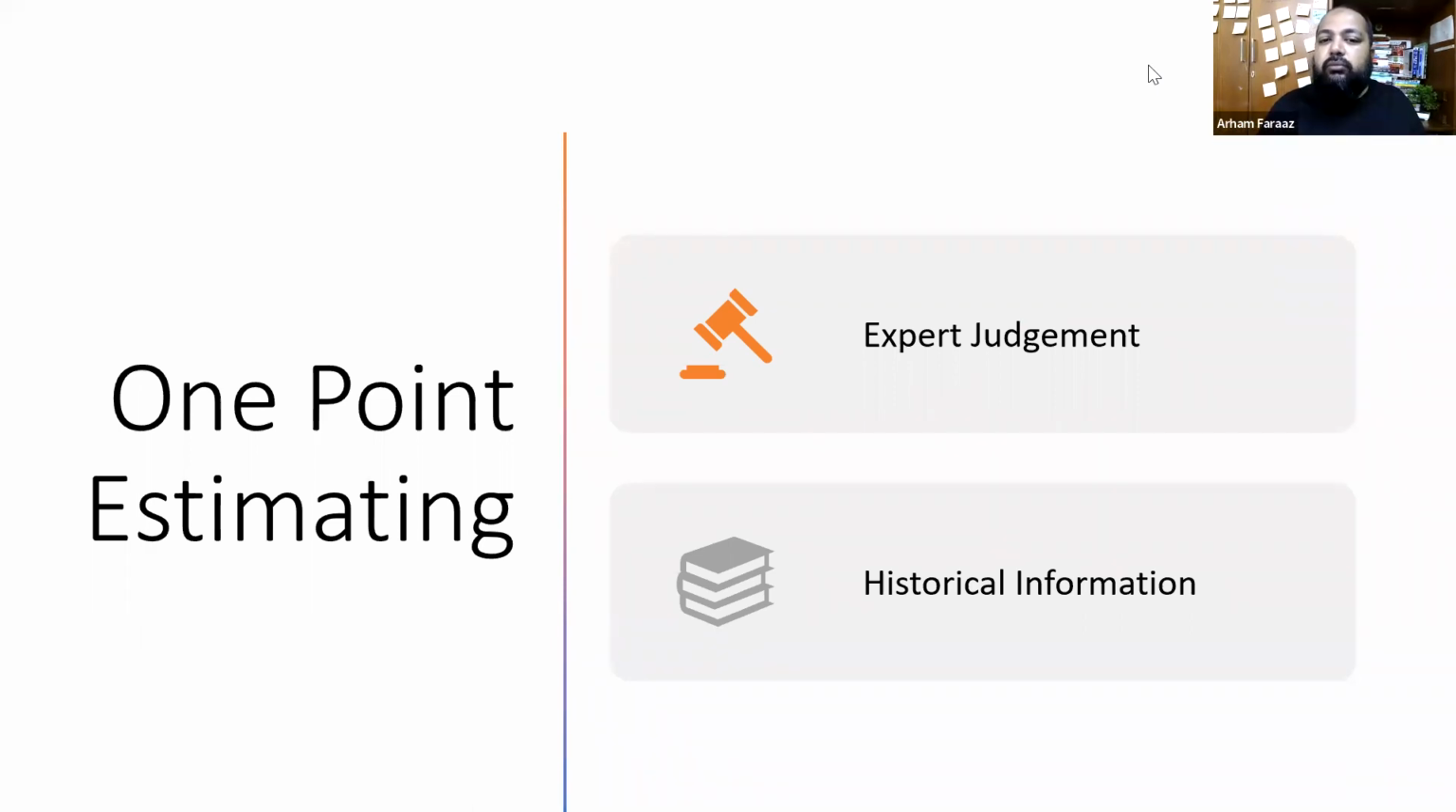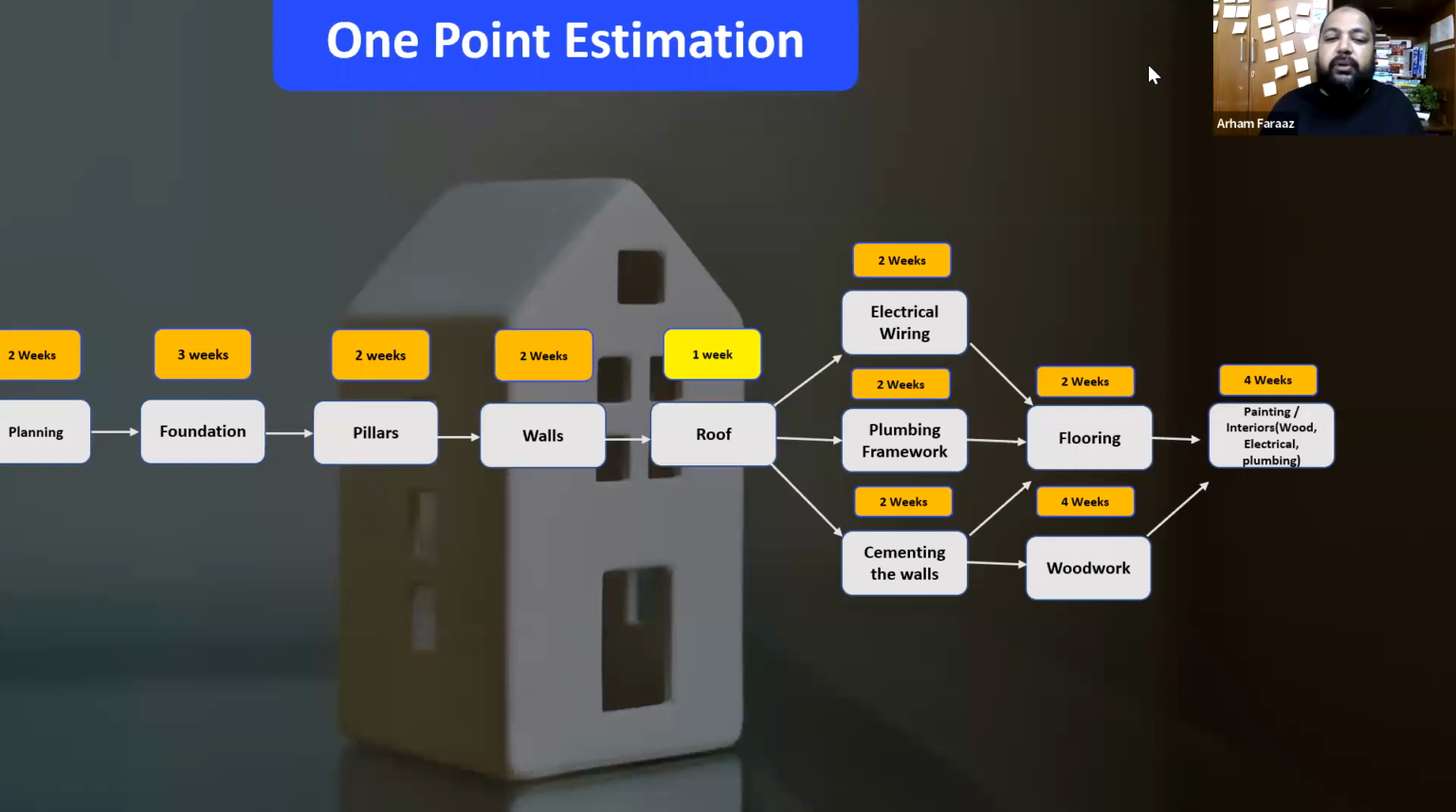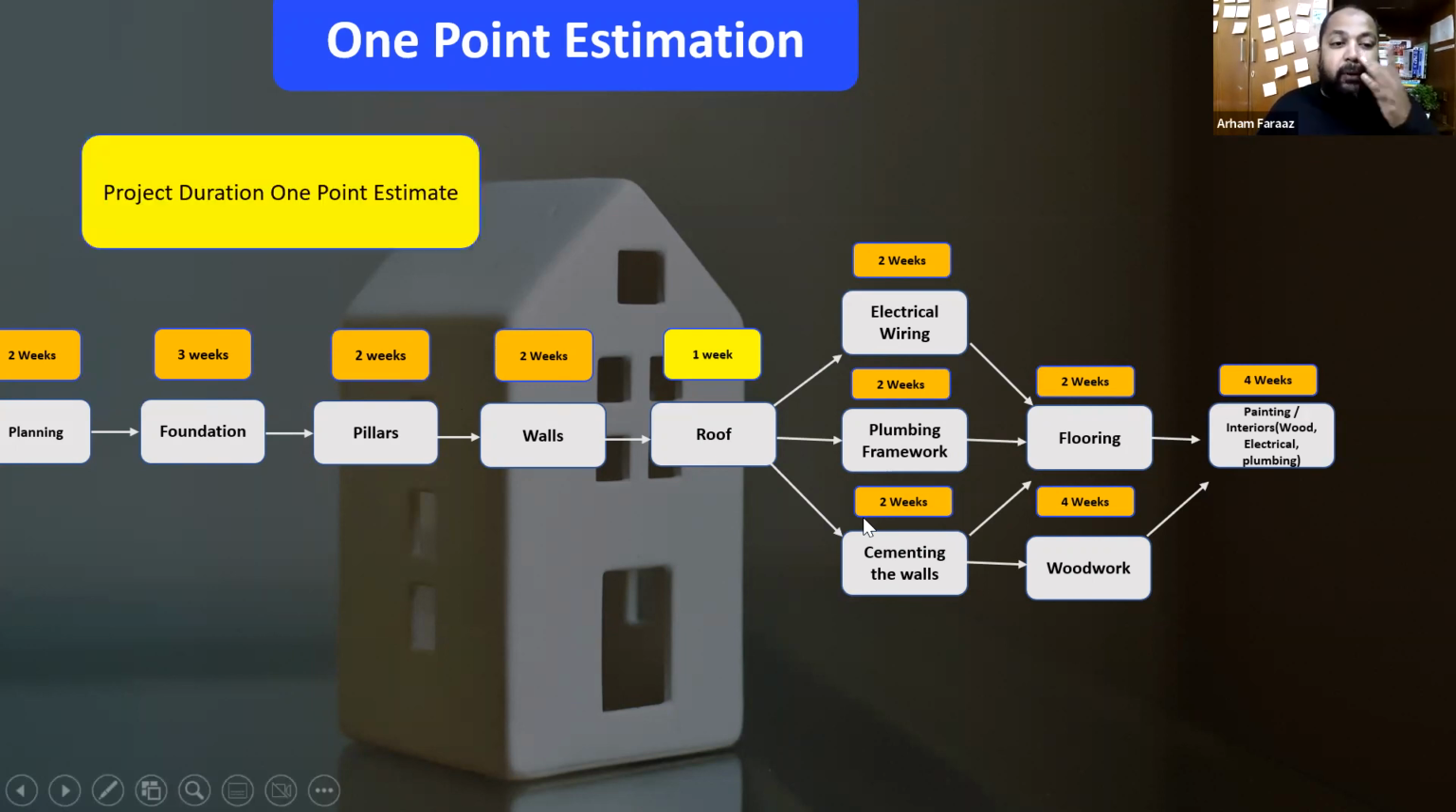Remember that. Since a 1 point estimate is so simple, for example, here we've got all the activities and so many 1 point estimates. Planning has 2 weeks, 3 weeks. For the network diagram and the procedural diagrams, we will assume it is a 1 point estimate. Then we build all of this: 2 weeks for pillars, 2 weeks for walls, and so on. So all these are 1 point estimates. A 1 point duration gives you a 1 point estimate, so for project durations we take 1 point estimates.